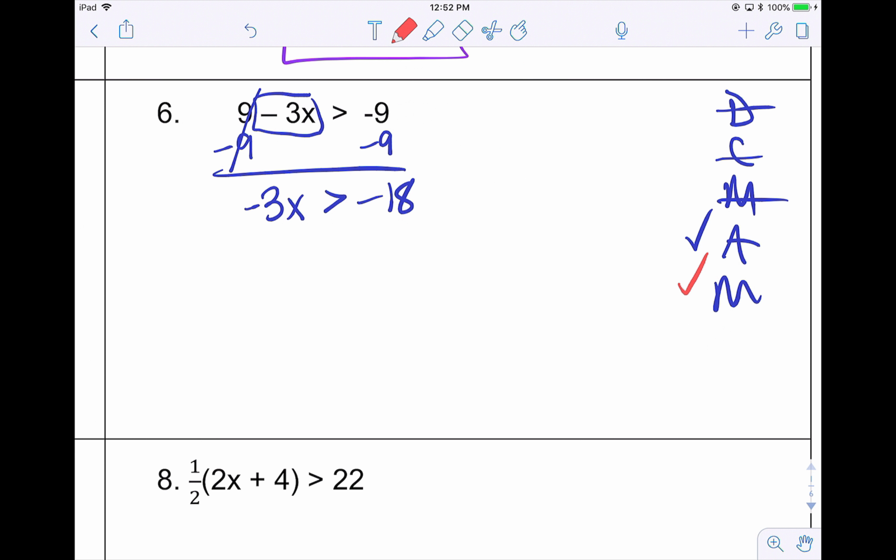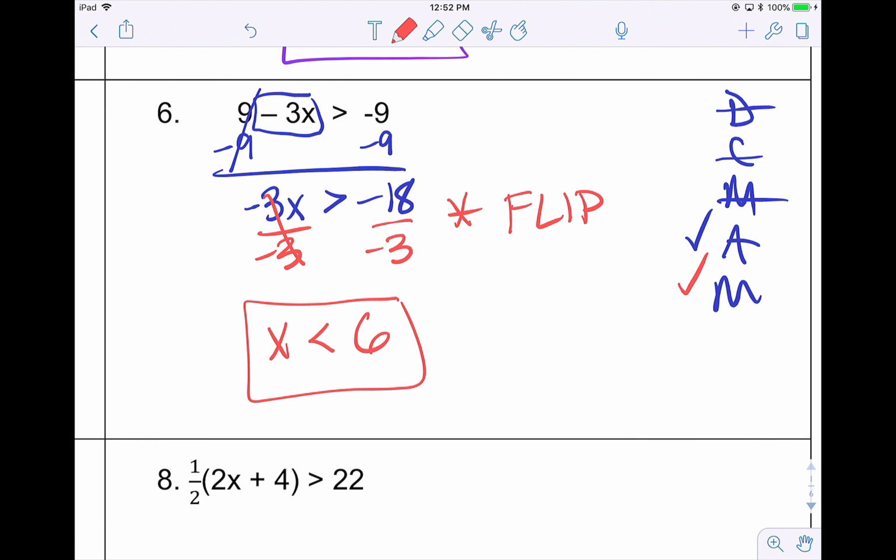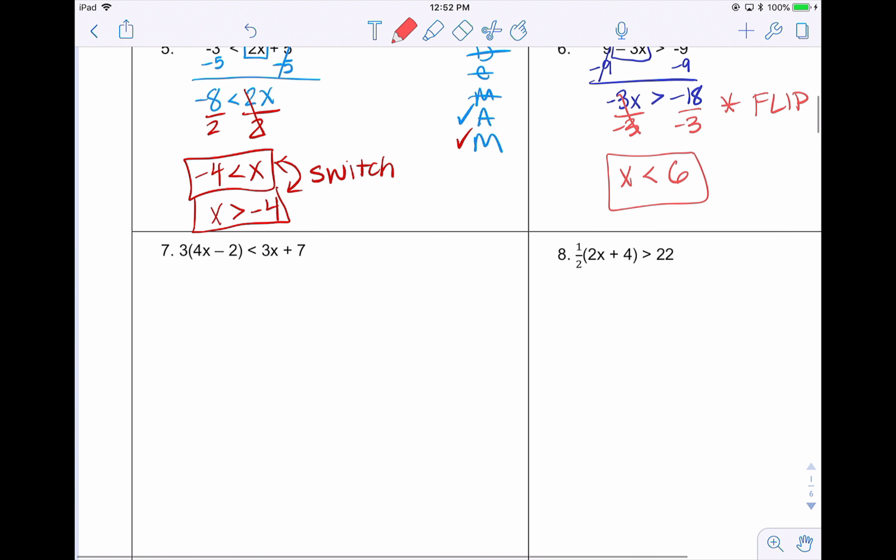My last step is to multiply or divide. I divide by a negative 3. Because I divide by a negative, I flip my inequality, just the direction of the symbol. Negative 18 divided by negative 3 is 6. So if you note, the letter stays the same, the number stays on that same side. I just flip the sign.